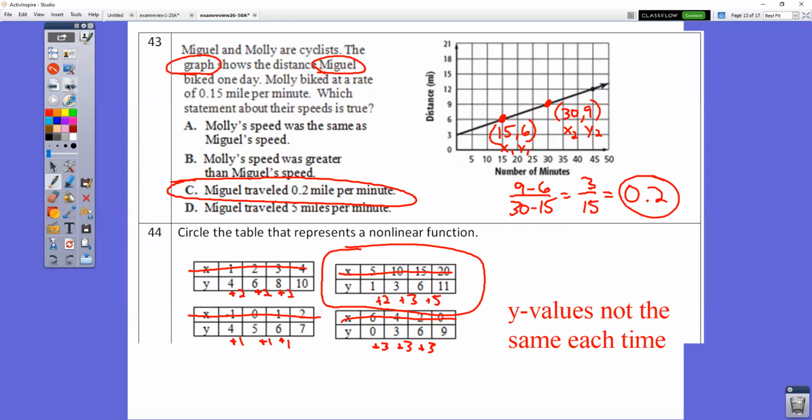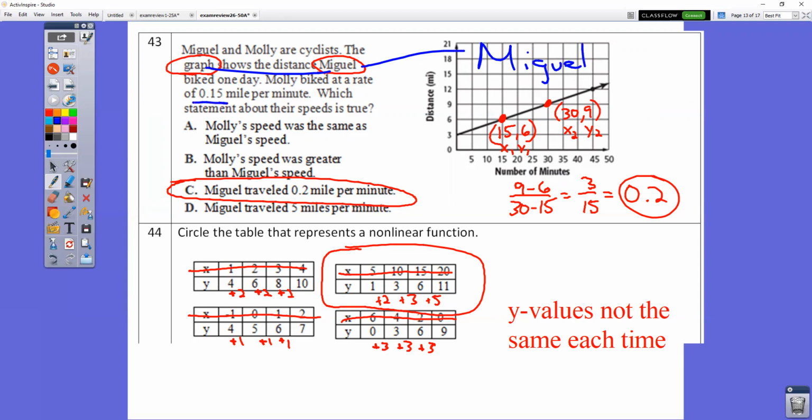Number 43 is a hard question as well. This is probably the second hardest question on the exam, in my opinion. Miguel and Molly are cyclists. The graph shows Miguel, all right? So the graph is represented by Miguel.